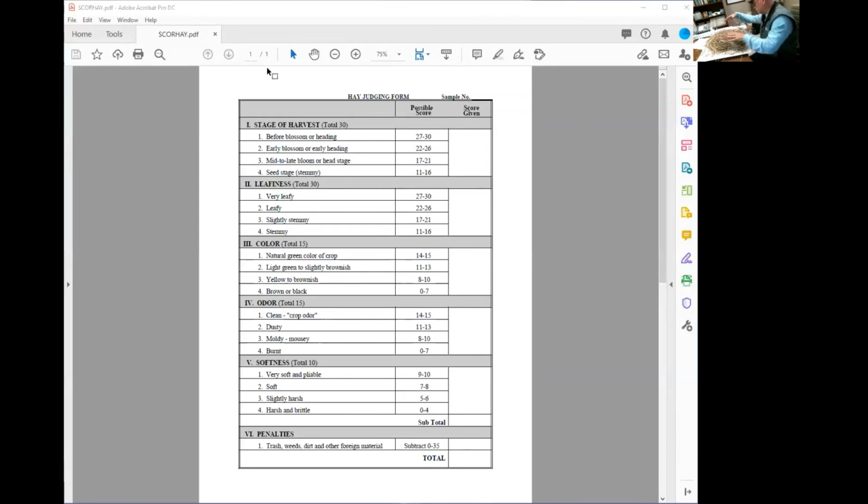And then with at least the sample that I have right here, there really aren't anything that I would call particular penalties that would make this hay kind of unpalatable. And so that's kind of the process that we use on hay judging.